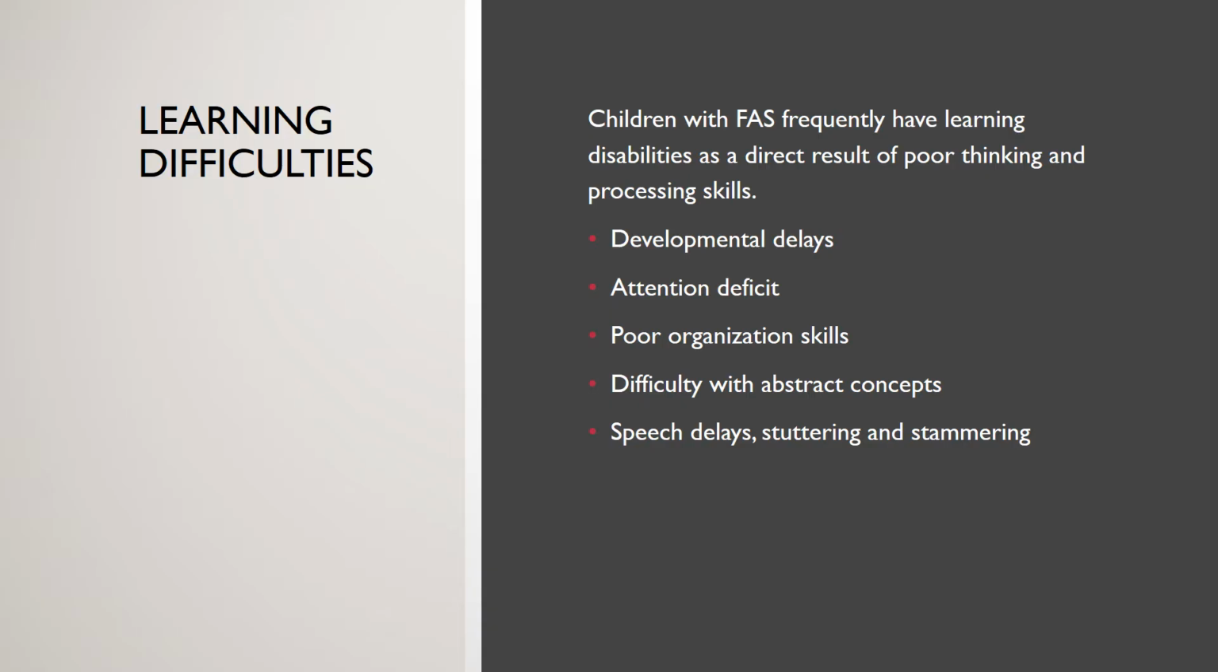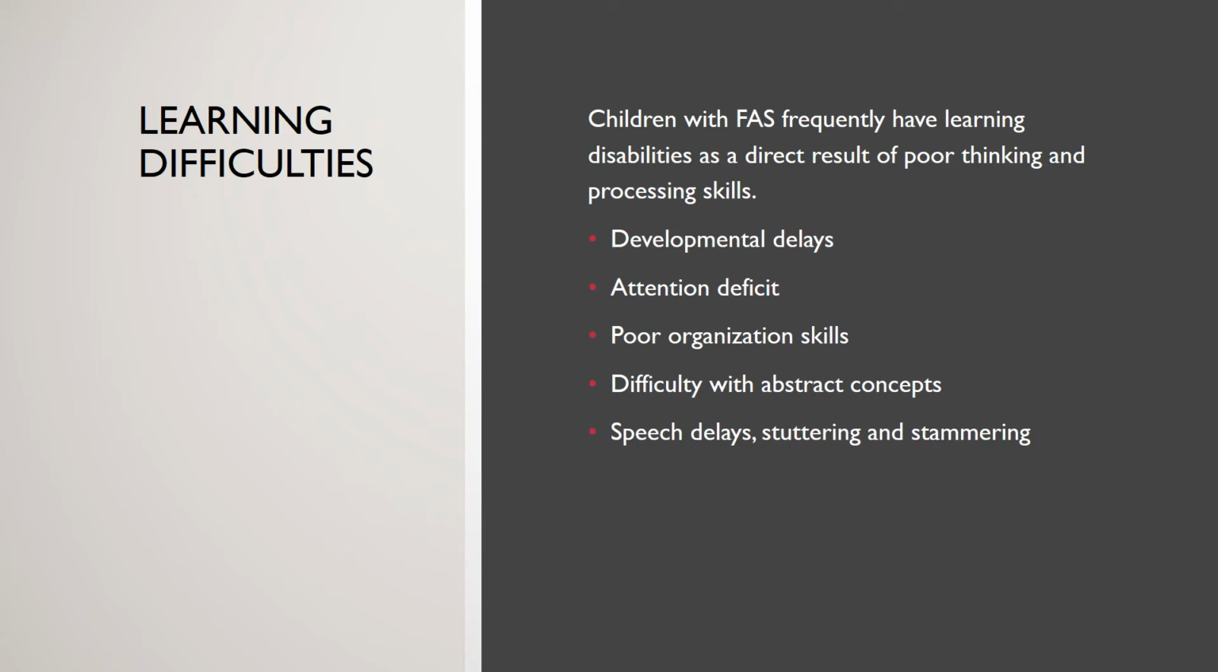Now let's discuss some learning difficulties. Children with fetal alcohol syndrome frequently have learning disabilities, which is a direct result of poor thinking and processing skills. Information may be known, but cannot be applied to different situations. Learning may occur in spurts. Easy learning periods may be followed by harder ones. During difficult periods, children may have trouble remembering and using their learned information.